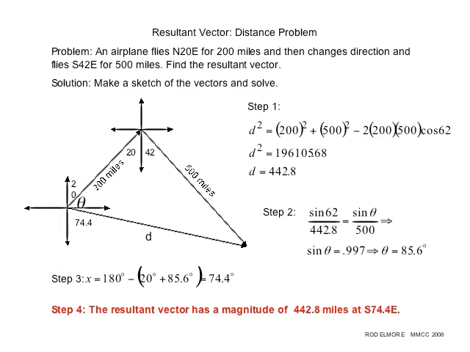So step 4, the resultant vector has a magnitude of 442.8 miles at south 74.4 degrees east. So that's where we got the final resultant vector that would do the same thing as if we flew in those other directions for those distances.